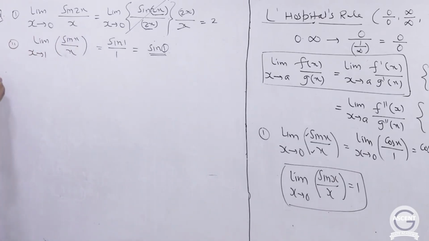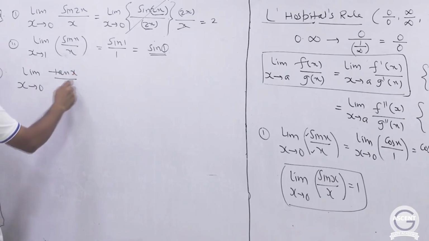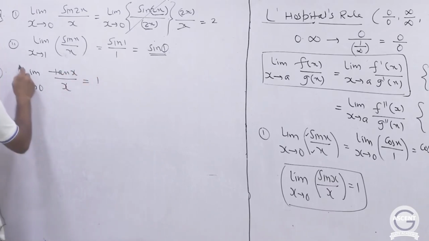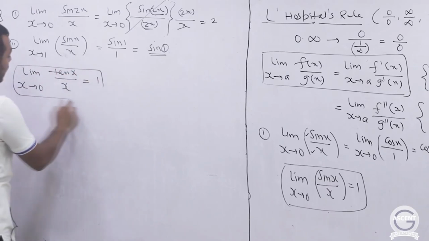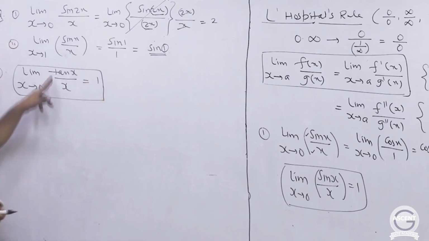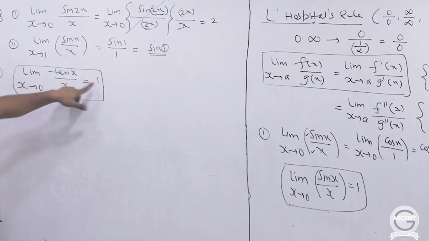The second formula that you need to know is limit x tending to 0 tan x by x. Now using L'Hopital's rule, this is also 1. Tan x by x: derivative of tan x will be sec square x, derivative of x will be 1, sec square 0, sec 0 is 1, square is 1. So this will be our second result.